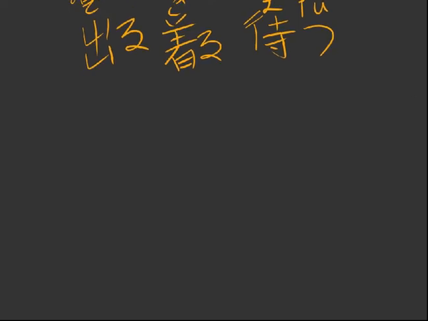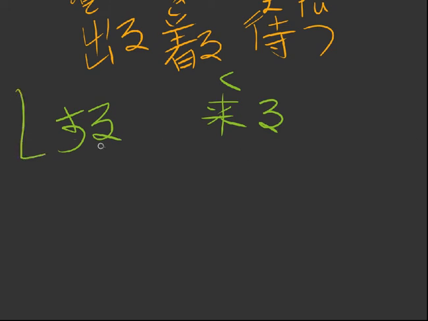Okay, let's look at some example sentences using ru verbs, u verbs, and exception verbs. But I'll just show you those exceptions first, which I meant to do. So we've got suru, which means to do, and kuru, which means to come. Okay, so these are exceptions. They're neither ru nor u verbs. Okay, let's go into the sentences.